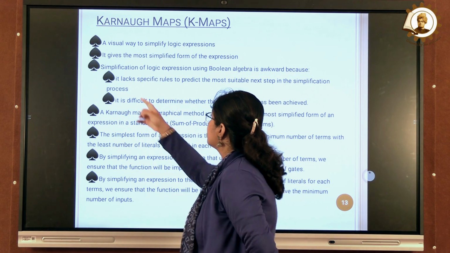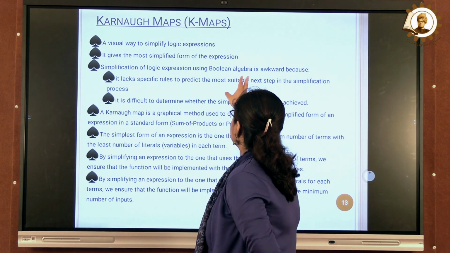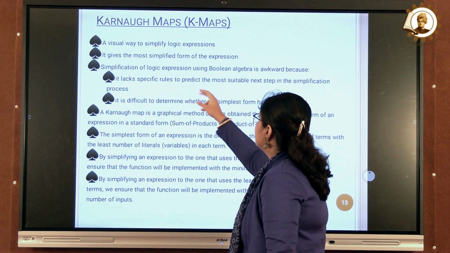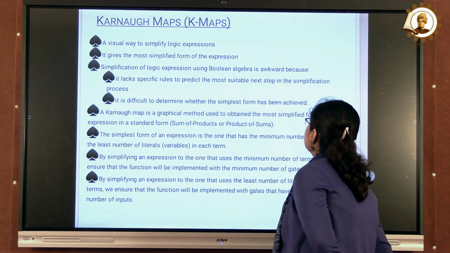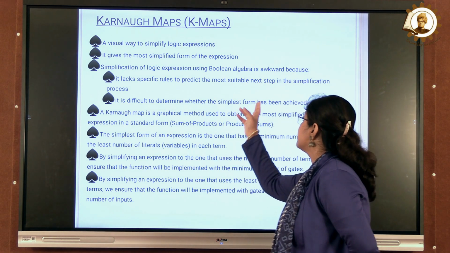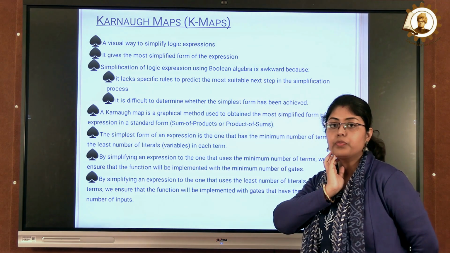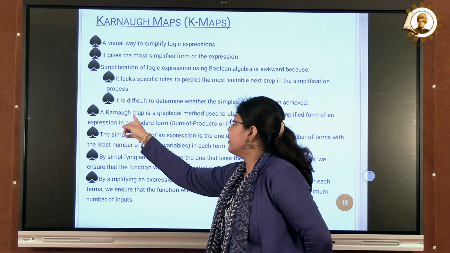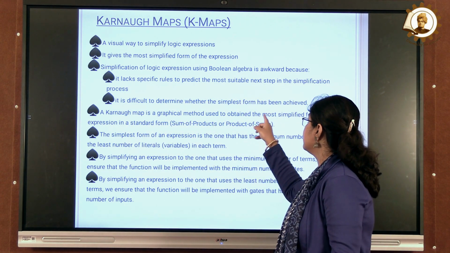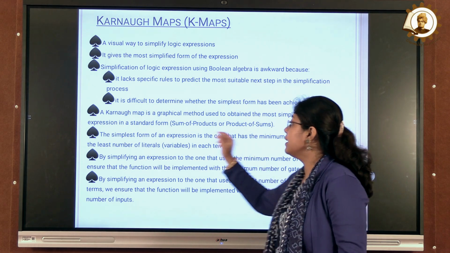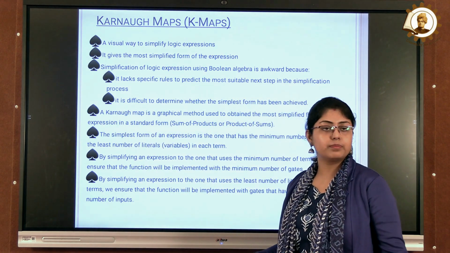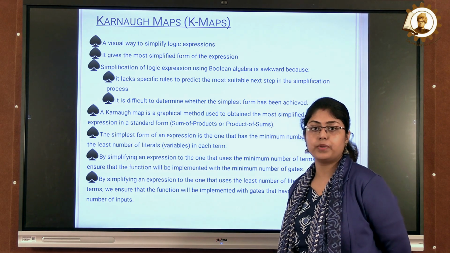Simplification of logic expressions using Boolean algebra is awkward because it lacks specific rules to predict the most suitable next step in the simplification process. It is difficult to determine whether the simplest form has been achieved or not. A Karnaugh map is a graphical method used to obtain the most simplified form of an expression in a standard form. I have already discussed the two standard forms, that is SOP and POS.